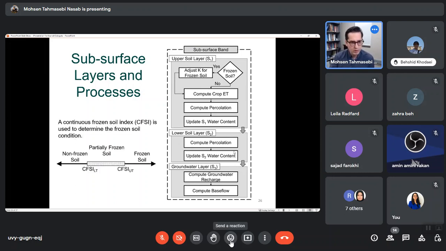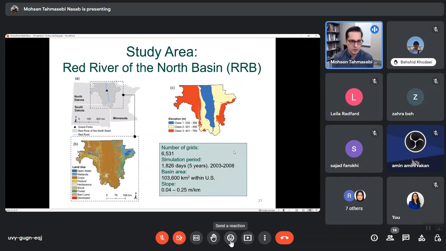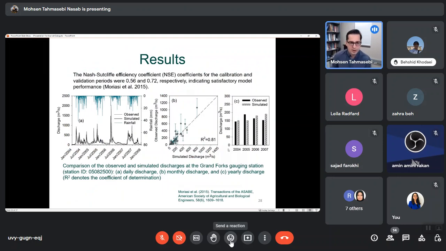All right. So the study area I told you, it's Red River Basin in northern United States and Canada. You can see the land use and also the elevation. It is known to be a very, very flat area. So the number of 4x4 kilometer grids that we considered were about 6,500. And we considered 5 years of simulation period. And you can see the basin area and the slope as well. As you can tell, the slope is very, very slow. And that's why this area is prone to flooding. All right, I'm going to quickly talk about the results.